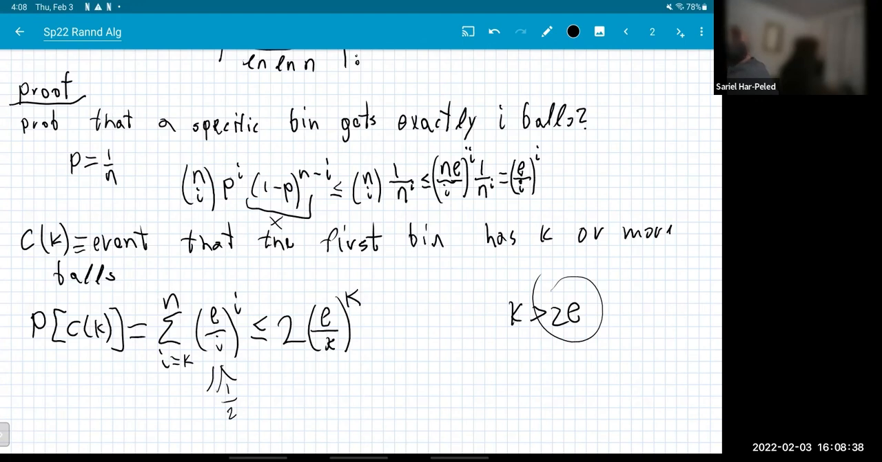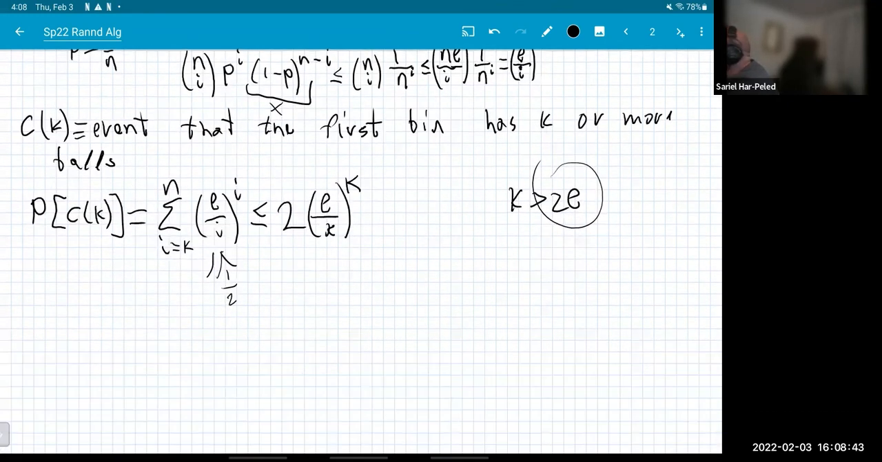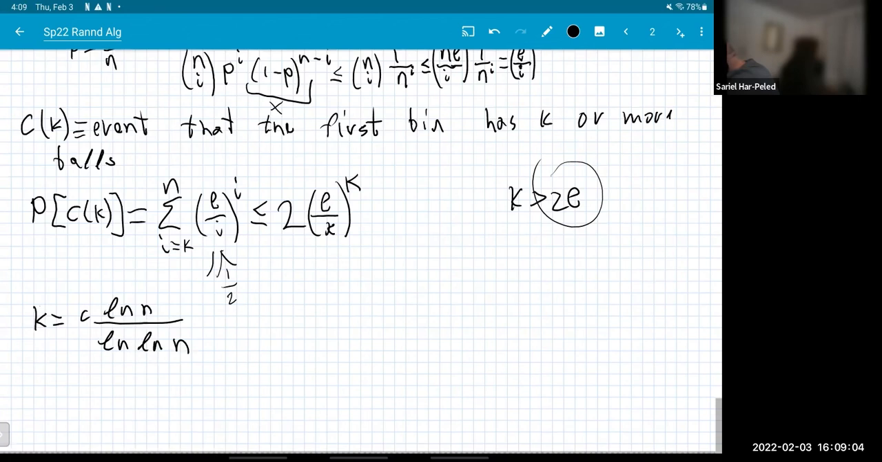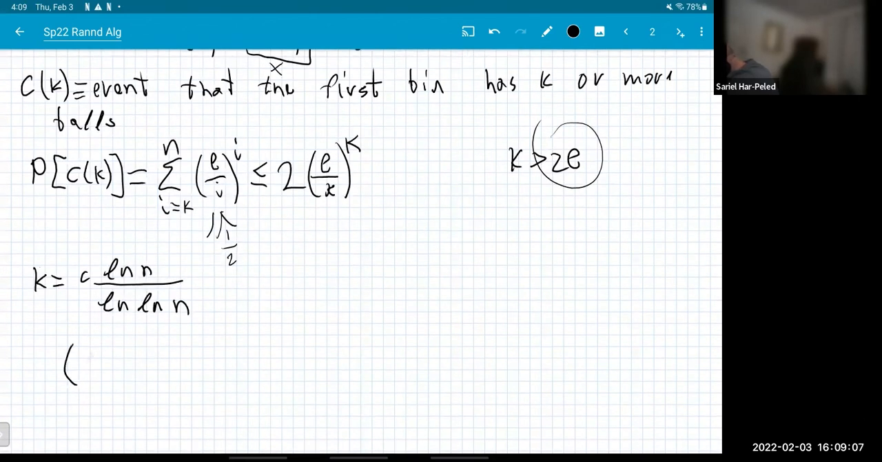Okay, and now we just need to compute the value, right? So let's do that. This is where the computation becomes kind of tedious. So we're going to take K to be C ln N over ln ln N, right? We'll say the constant. I'm not going to do the computation too precisely, right? Because life is too short. But the class notes have the exact calculation, by the way.